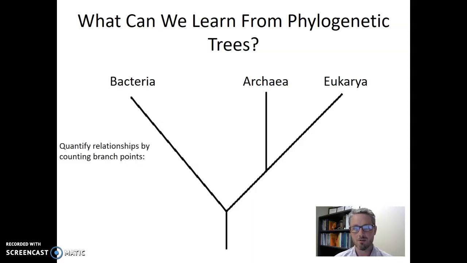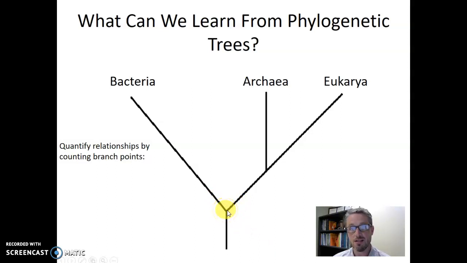And we're going to quantify the relationships. We're going to learn about the relationships by counting the branch points. So I want to talk about the branch points in this tree. A branch point in a tree is anywhere that one line diverges and becomes two lines. So right here, near the bottom of the tree, we're coming upwards and we hit this branch point, a spot where that single line at the bottom diverges into two lines that head in different directions. So that's one branch point on this tree.